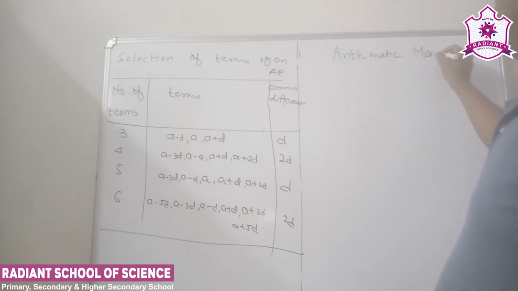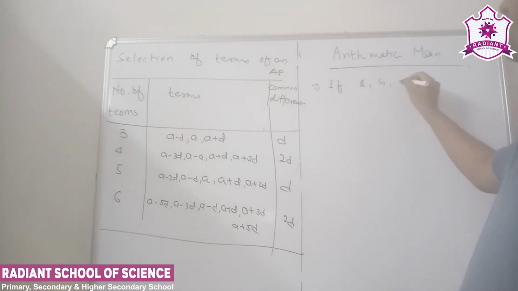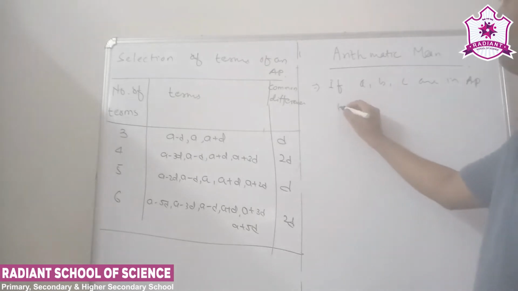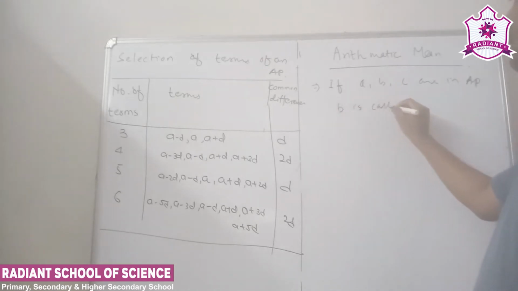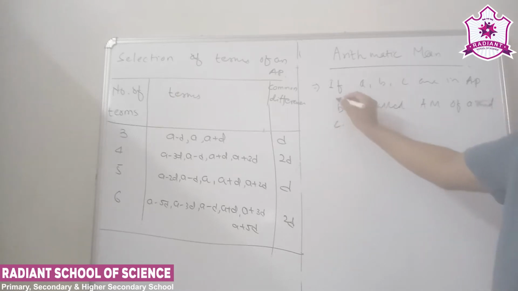Okay, so now we start the important point, the arithmetic mean of an AP. Okay, here suppose if A, B, C are in AP, right? If A, B, C, मतलब first term, second term, third term are in AP, then B is called arithmetic mean of A and C, right? So B को क्या कहा जाता है? अरिथमेटिक मीन ऑफ A and C.